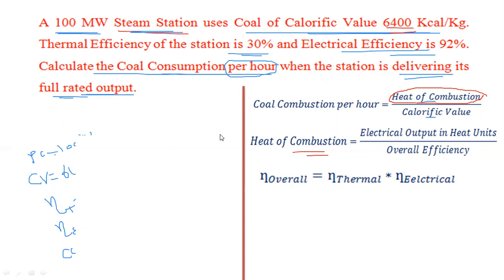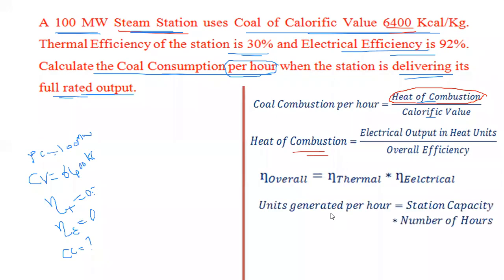The overall efficiency means thermal efficiency into boiler efficiency. And we already know the units generated per hour, that is station capacity into number of hours. By using this formula, we can simplify this problem.